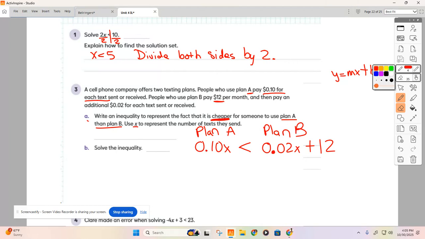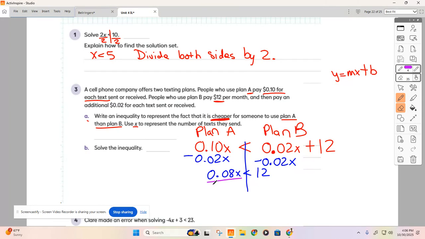Now we want to solve that inequality. To solve that inequality, my goal is to get the X alone. I'm going to subtract 0.02X on both sides of my inequality symbol. That leaves me 0.08X is less than 12. My next step, the opposite of multiplying X by 8/100ths, divide. So X is less than, when I divide this, I get 150.